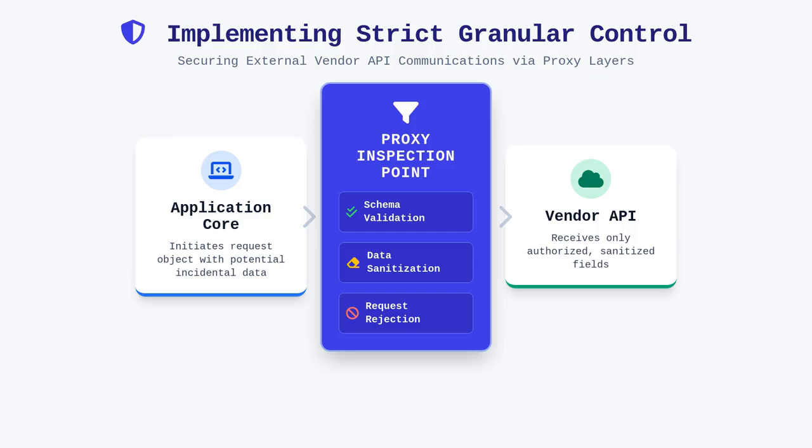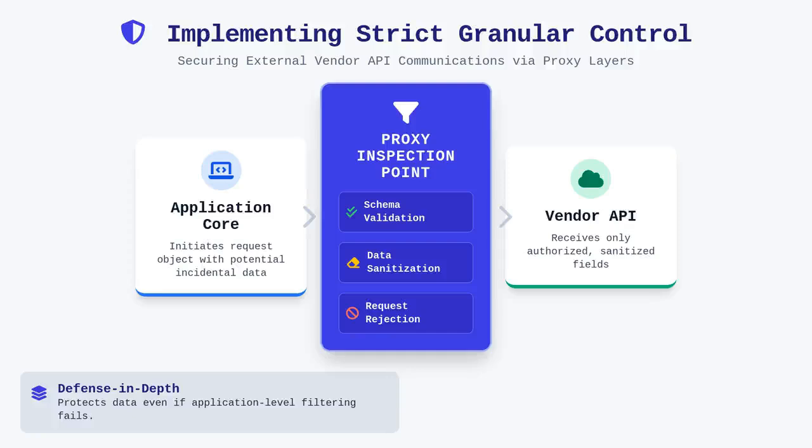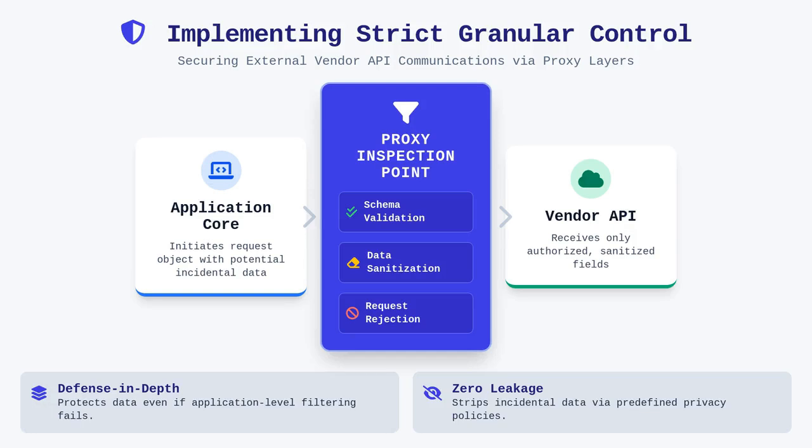If a legitimate request contains an unapproved attribute, the proxy can either transform the payload by redacting the sensitive element or reject the request entirely until the application code is corrected. This mechanism provides a robust defense in depth strategy that prevents improper data exposure even when the application logic fails to perform its own filtering duties.